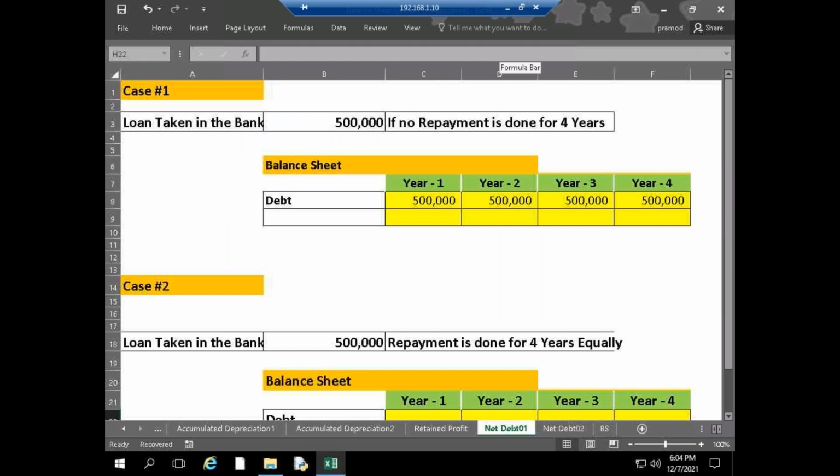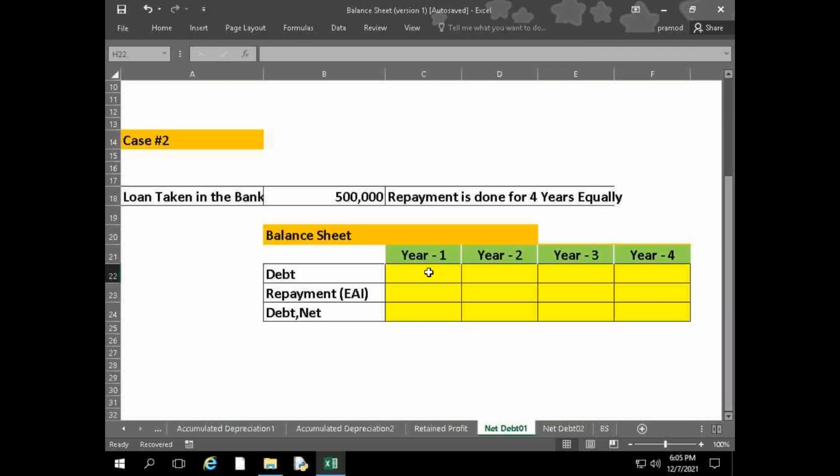So I hope you all finished those. The next thing we will be doing is debt. So next we will be finishing the net debt one. So net debt two, you do it. Now what you need to do is, in case one, nothing to do. If there is no replacement done for 4 years, then your debt will be the same 5 lakh. So there is nothing that you need to do.